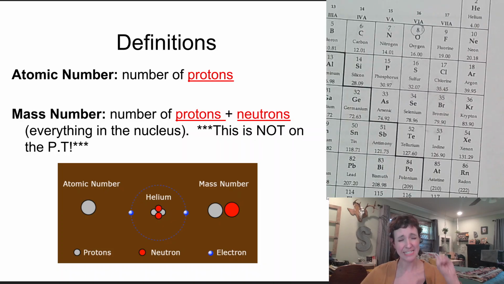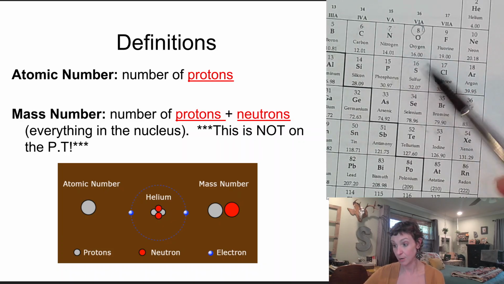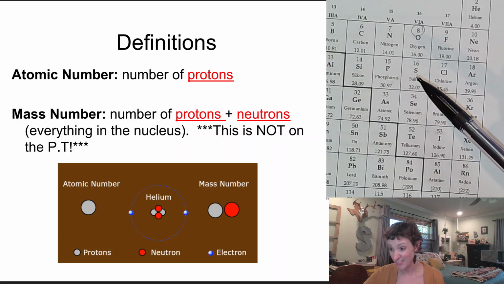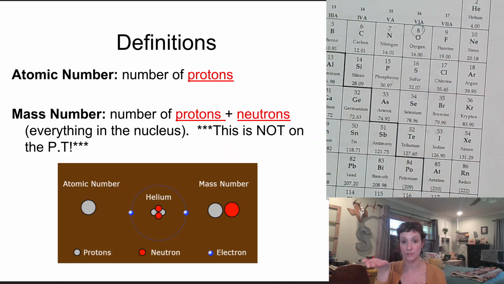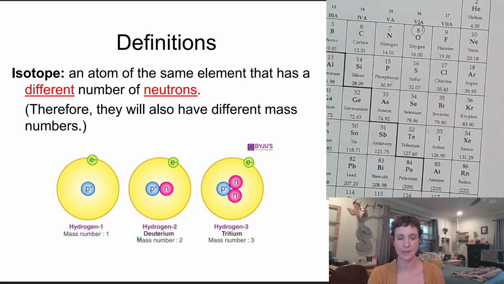It is unique and specific to every single individual atom, okay? It is a whole number. It is not on your periodic table. This number on your periodic table we're going to talk about tomorrow, that's called the average atomic mass. But mass number is strictly me adding protons and neutrons together. So that's going to be a whole number, not on your periodic table.